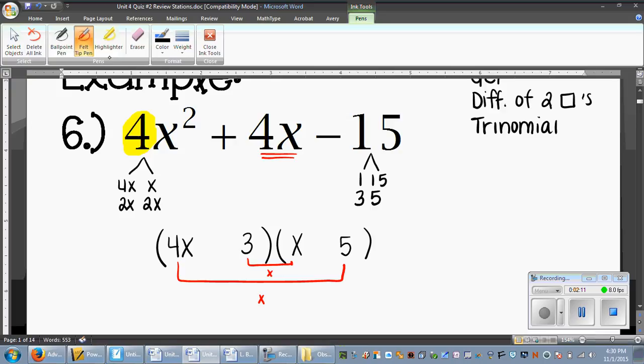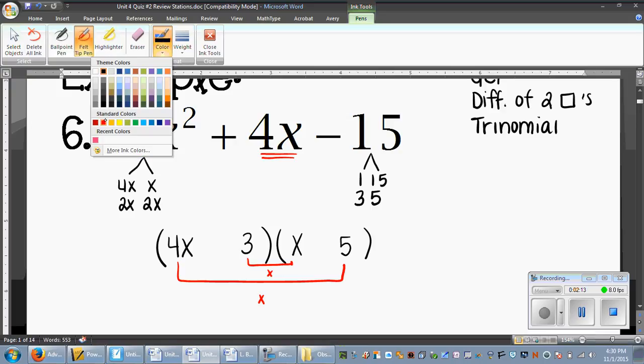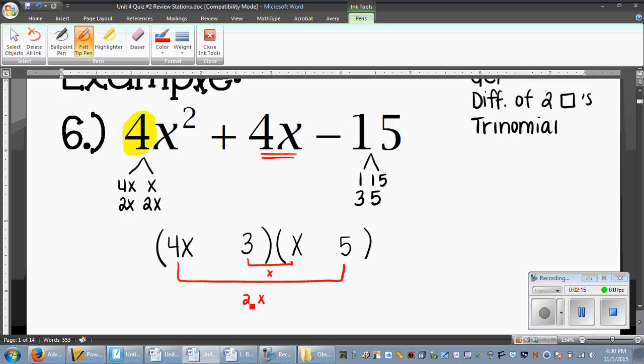And I'm guessing when I put the 3 first. If I multiply the outside together, I get 20x. On the inside, I get 3x. Again, those do not add to be 4, so I try reversing those numbers one more time. The 5 here and the 3 here. On the outside, I get 12x. The inside, I get 5x. And again, they don't add to be 4x. So what that tells me is that 4x and x was not the choice that I needed.